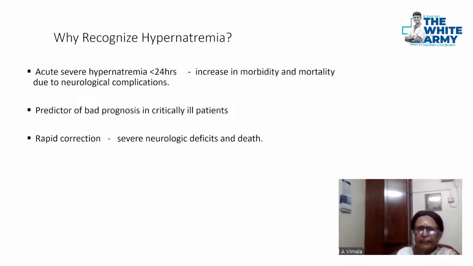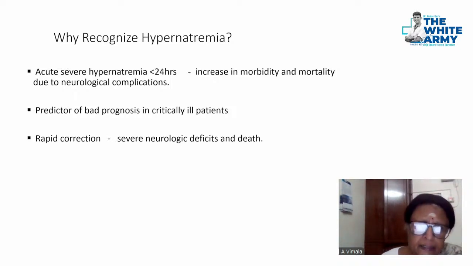Why should we recognize hypernatremia? Acute severe hypernatremia is something which develops within 24 hours. Classic teaching is somebody gets admitted with a normal sodium and develops hypernatremia after admission within 24 hours. It is taken as acute. Anybody who gets admitted with an increased sodium, it is taken as chronic.